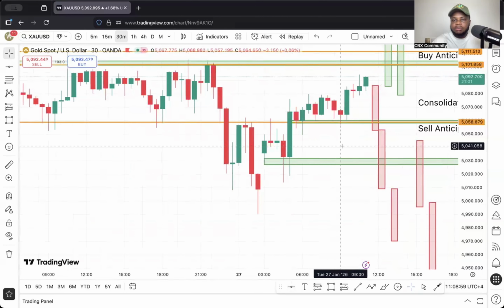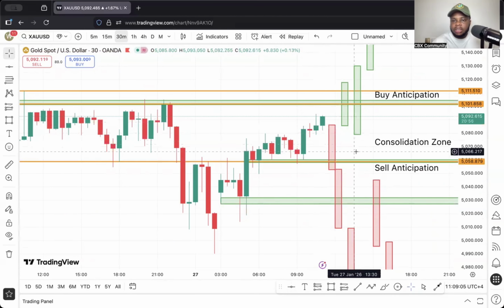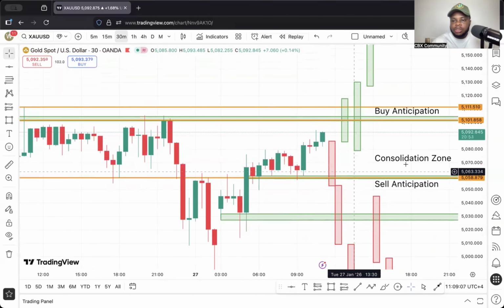So this recent 30 minutes candle is about to break the high of this rejection bullish candle. So let's see what the candle wants to do. Since we are anticipating it to break the high, then continue to go up to get to our resistance zone.